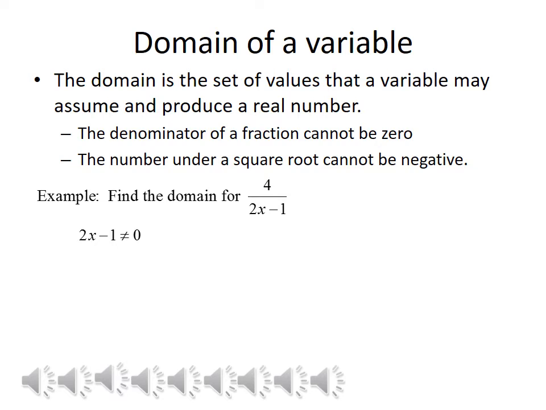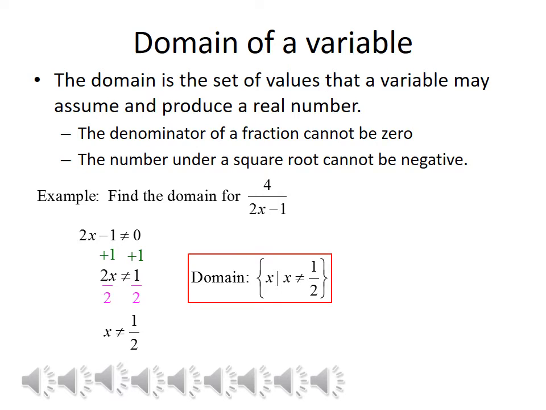So let's make a note of that. 2x minus 1 cannot equal 0. Let's solve this and find out what x would not be. We can add 1 to both sides of the equation, and then we have 2x cannot be equal to 1. Next, we divide both sides of the equation by 2, and we see that x cannot equal 1/2. So the domain is going to be the set x such that x cannot equal 1/2.